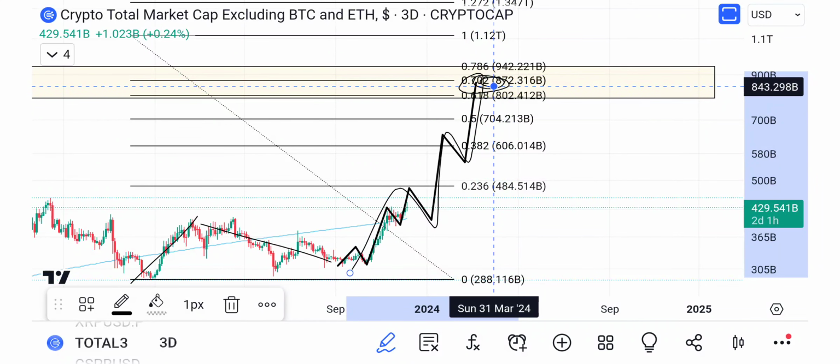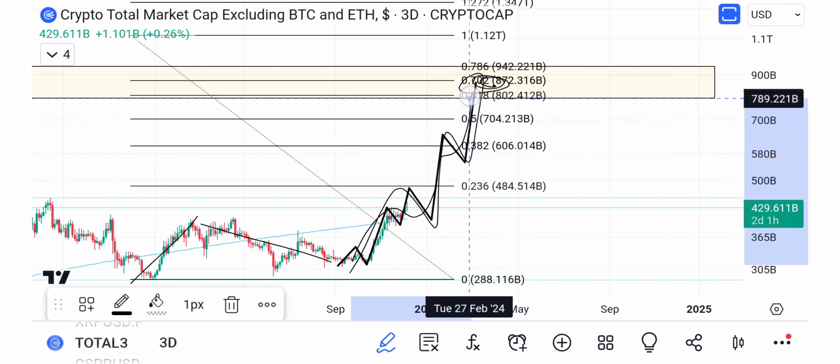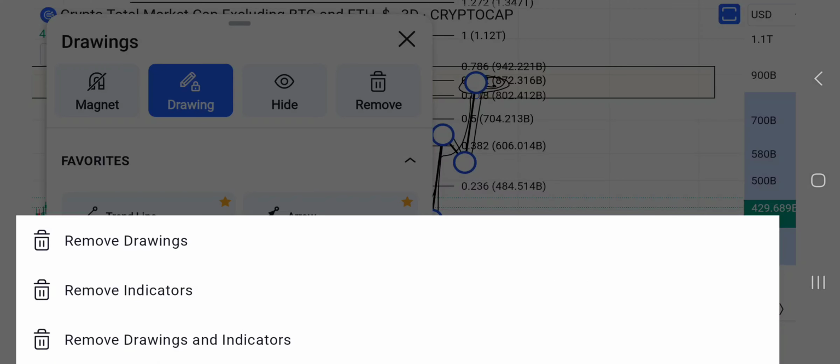I'm just drawing lines just to give you an idea of the potential wave pattern. So the wave count, right? So is it going to exactly go that way? Absolutely not. It might do that, but I'm just giving you an example of what to expect.